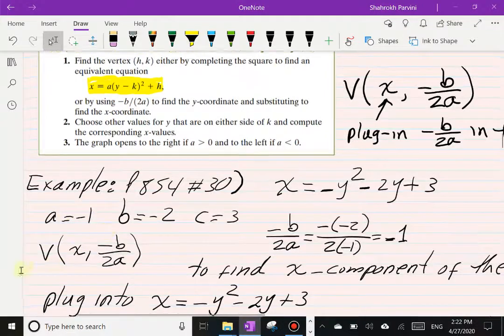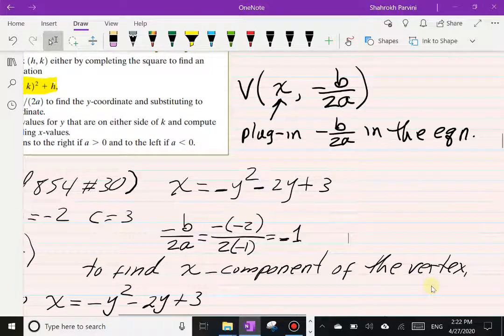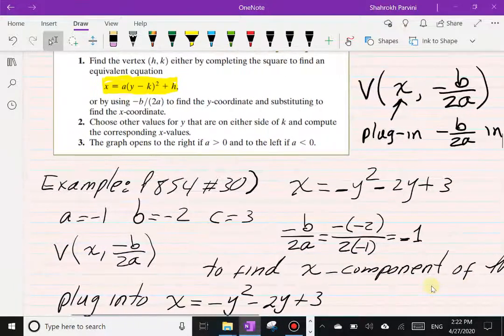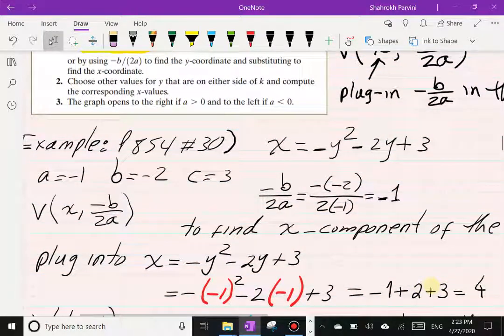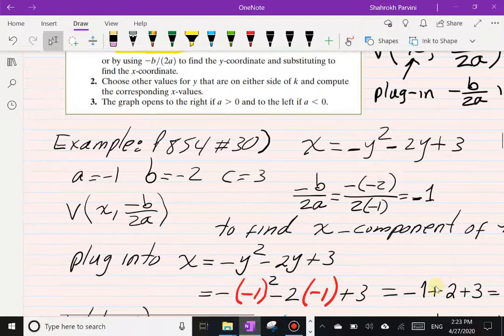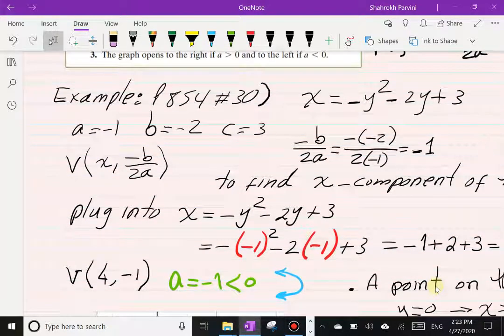Now again, the vertex is going to be at x and negative b over 2a. So I did negative b over 2a here. Hopefully you can follow. And I get negative 1. Now to find the x component of the vertex, we're going to plug it into the equation. And when we plug into the equation, so here's negative 1 plugged in, and you work the arithmetic of this, and I got 4. So the coordinates of the vertex are going to be (4, negative 1). And that will give us a point on the graph of the parabola.